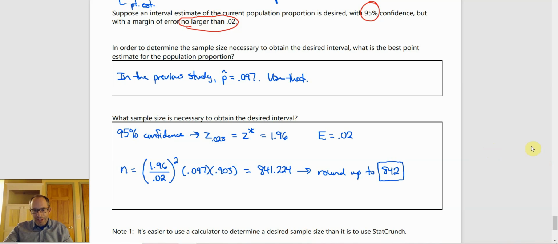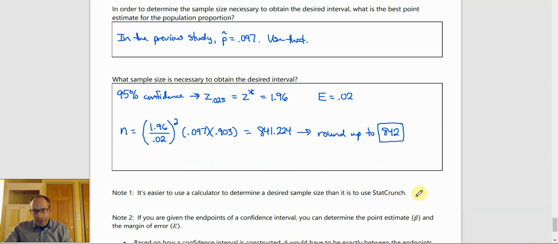All right. With the desired sample size, it's actually easier to do this with a calculator than with StatCrunch. Believe it or not, that is true. You can try it with StatCrunch if you want to, but it's tougher.